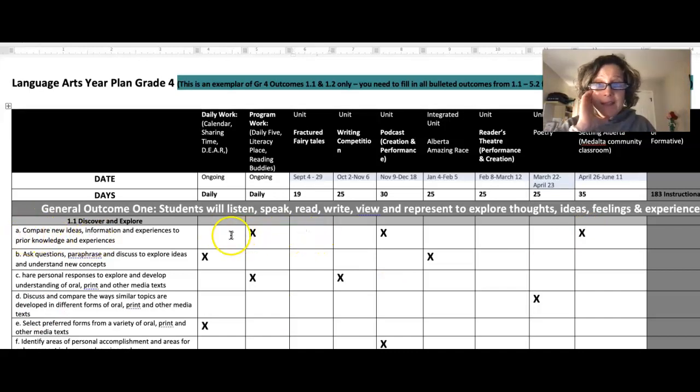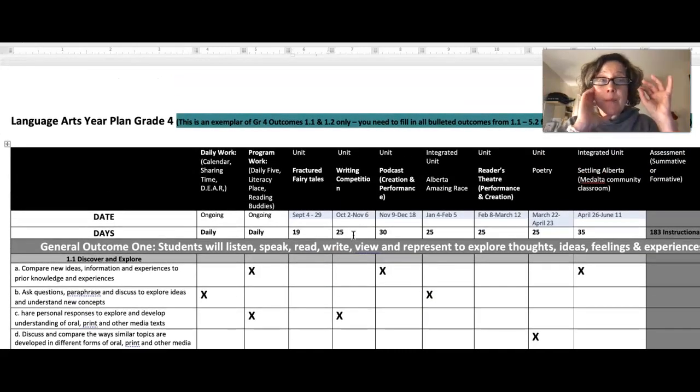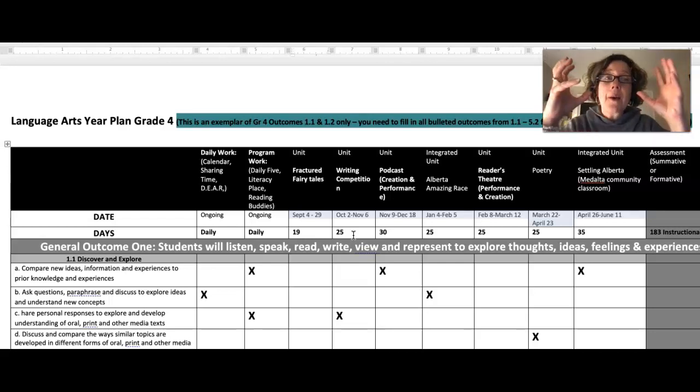Could all of these, could daily work, could Fractured Fairy Tales, could writing competition? Probably, but I want to pick the best units because then that will fulfill those objectives in the most authentic and rich and meaningful way. If you feel like you're shoving the objective into the unit, then find a different unit because that's what it will feel like to the kids too.